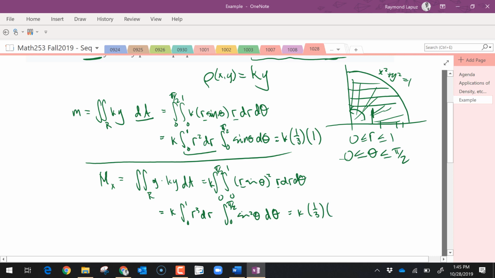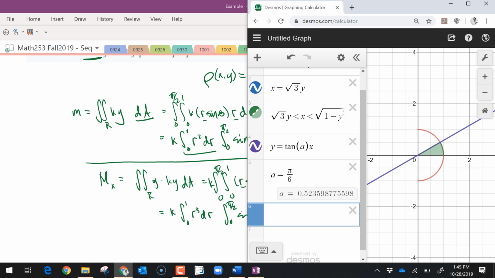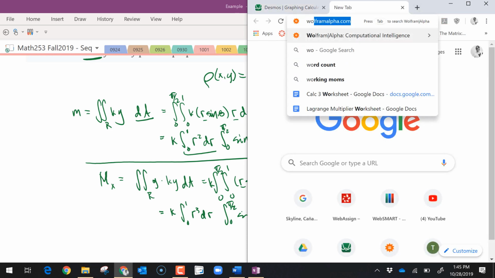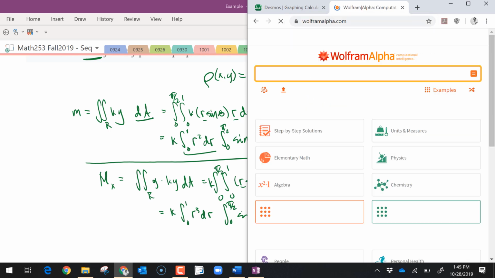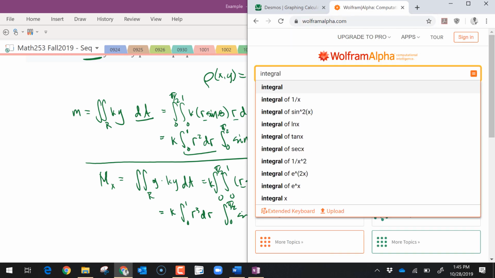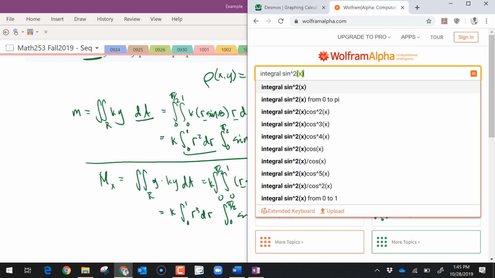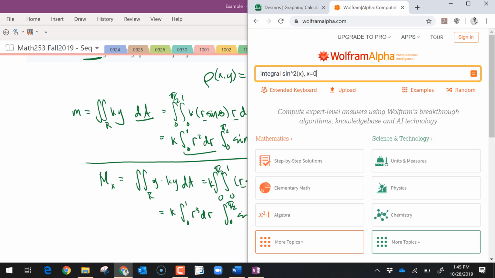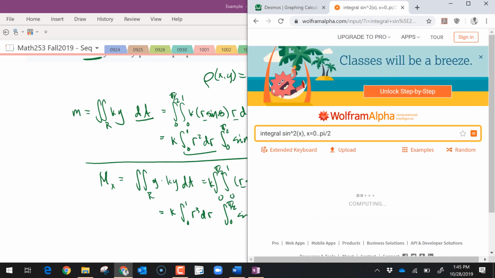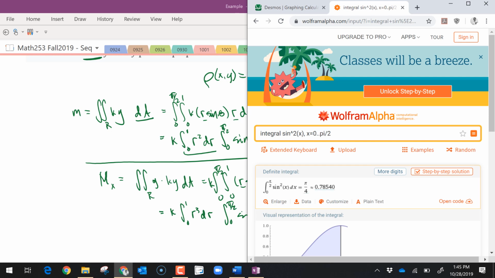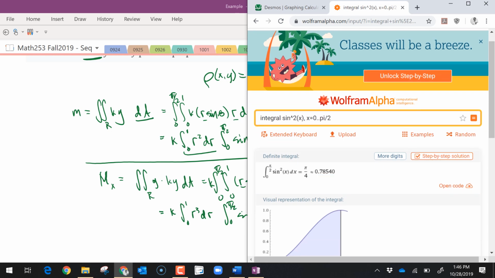Are you guys doing it in your head? Should I just Wolfram Alpha it? Yeah, I know. And then there's all kinds of other stuff. I'm just going to go ahead and ask Wolfram. Pi over 4, it looks like. Nice.